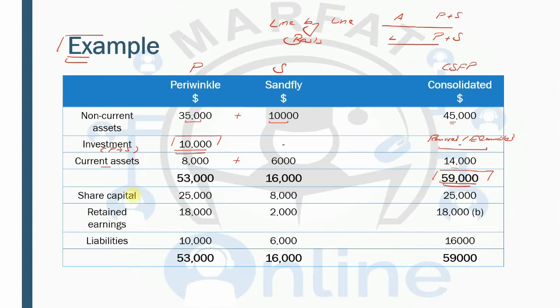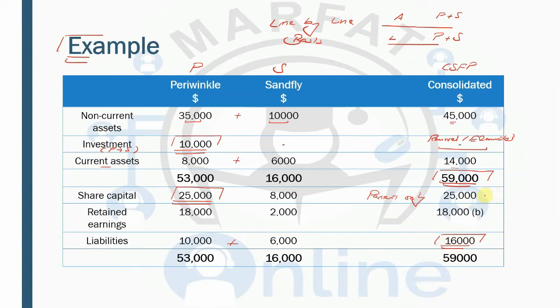And then you have the share capital, and I've already told you that you are going to take the capital of the parent only, and we are not going to consolidate the equity of the subsidiary. So we'll take the parent only capital, which is simply 25,000, and then we'll accumulate the liabilities of parent with the subsidiary, and this is going to be 16,000.